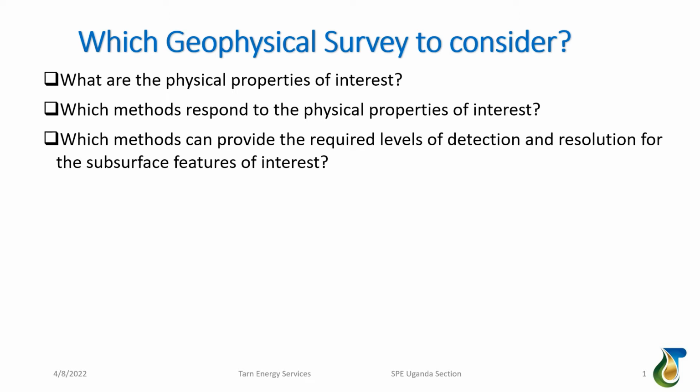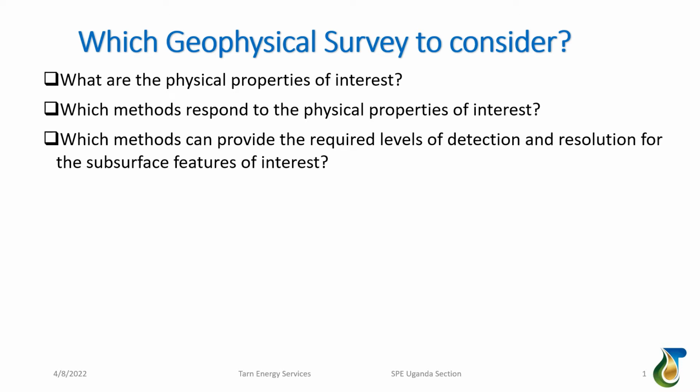So things we have to put into consideration, one of them is we have to look at the physical properties of interest. If I'm looking at the rock density, permittivity, or the wave velocity, those properties are going to influence which survey I'm going to consider as opposed to the other. So which method responds to the physical properties of interest? Which method can provide the required level of detection and resolution for the subsurface features of interest?